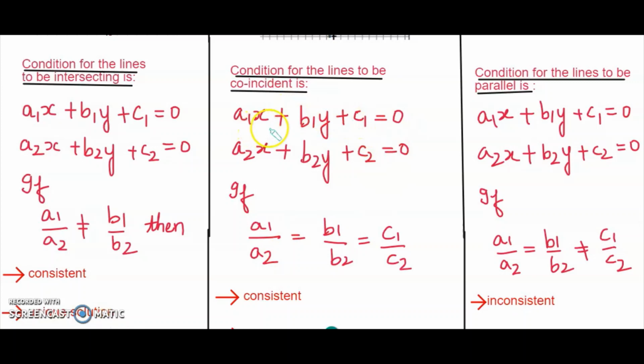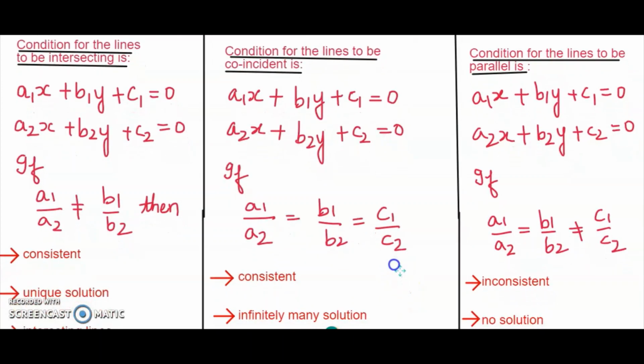In the same way, I have taken the same general form of the equation. Now, the condition for coincident lines is the ratio of the coefficients of x, that is a1 by a2, the ratio of the coefficients of y, that is b1 by b2, and the constants, that is c1 by c2. All three ratios should be equal. Then again, it is consistent and has infinitely many solutions.